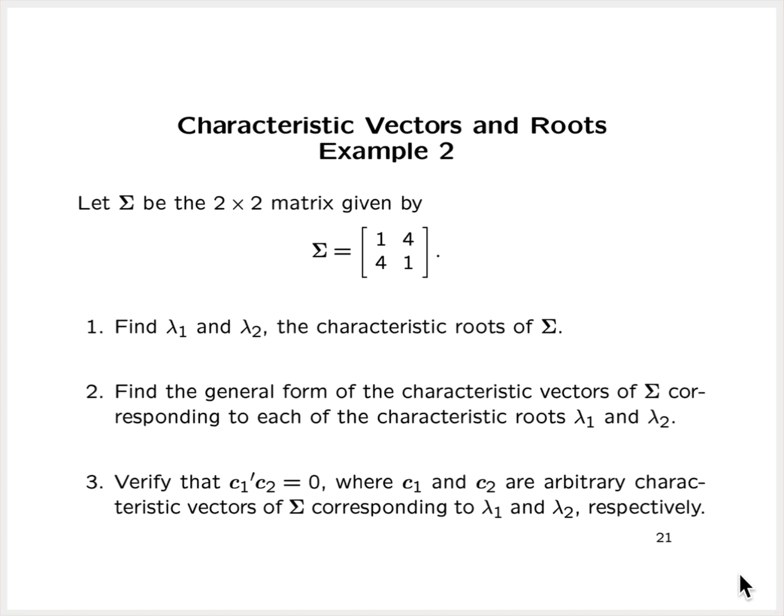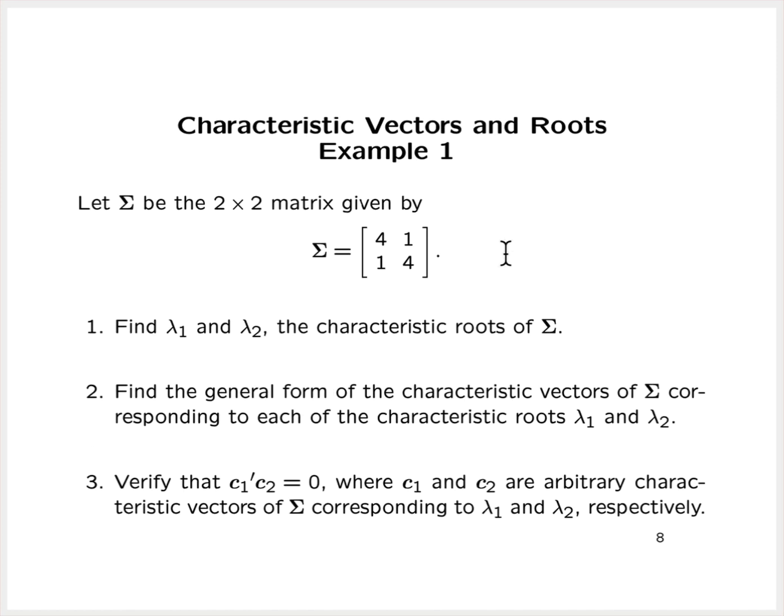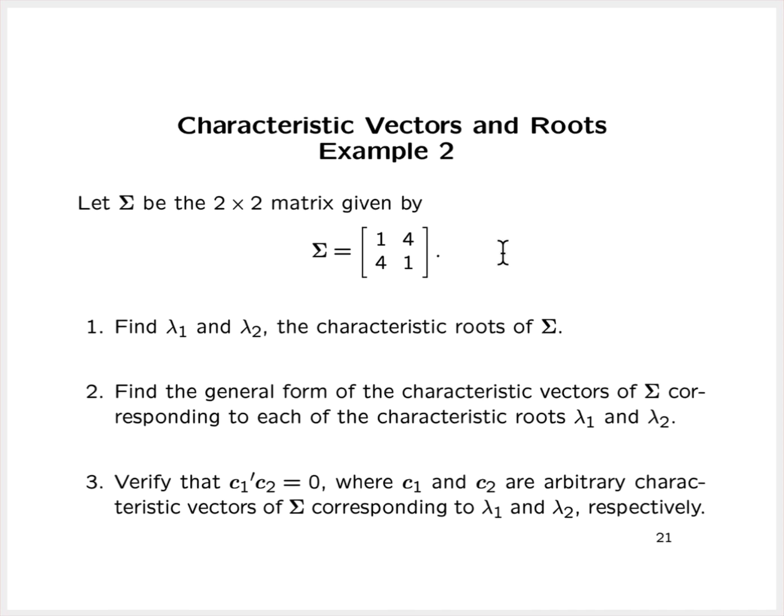All right, let's look at the next example, example 2. So let cap sig be a 2 by 2 matrix given by this matrix here. We have the 1,1 entry being 1, the 1,2 and 2,1 entries being 4, and the 2,2 entry being 1. It looks an awful lot like the previous matrix. We've just interchanged the diagonal entries and the off-diagonal entries.